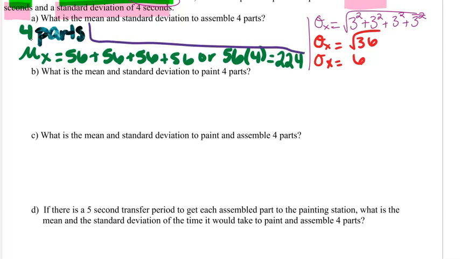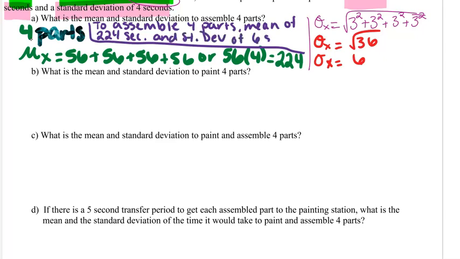So I'm going to somewhere write a little sentence, maybe right here. Sorry, not neat, but whatever. That's okay. So to assemble 4 parts, the mean of 224 seconds and standard deviation of 6 seconds.